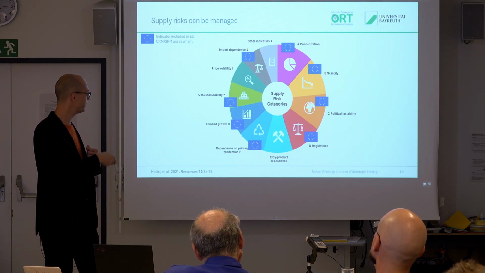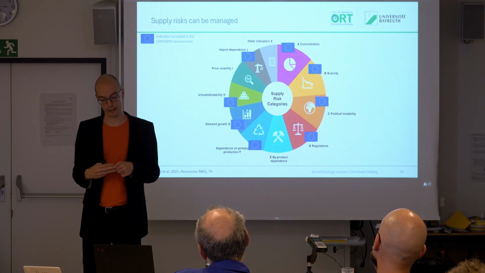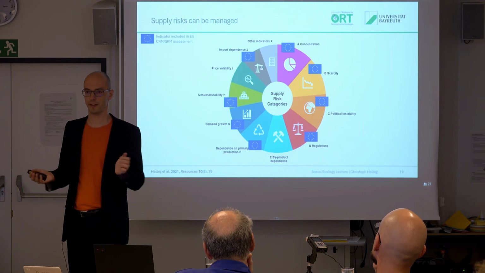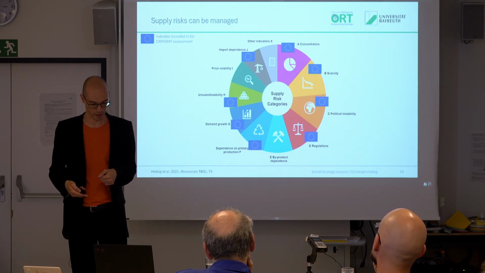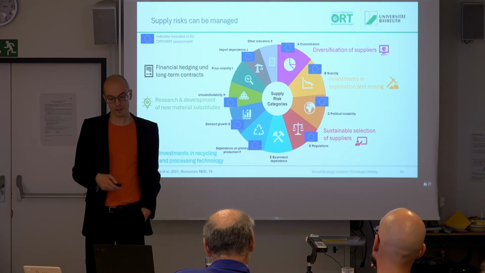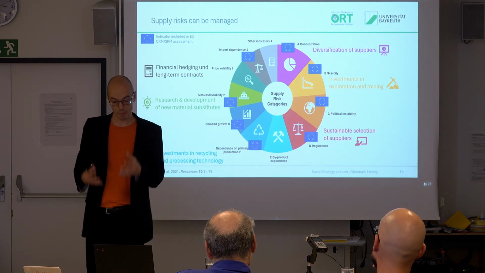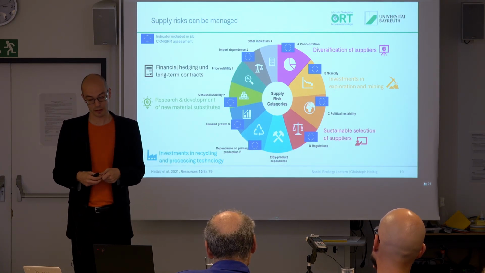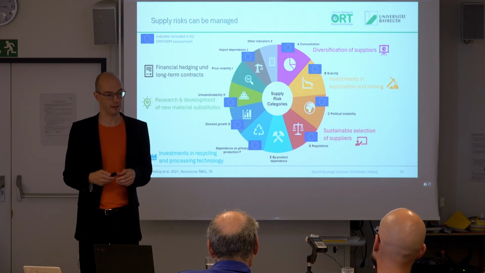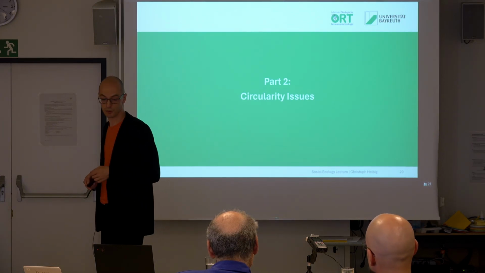The only two aspects that the European Commission doesn't look at are price volatility and byproduct dependence, because byproduct dependence would be quite geological, and there's not a lot of mining happening in Europe anyways, except for a few metals. So these can be measured and managed, and specifically for the dependence on primary production, we can invest into recycling and we can invest into processing technology, and that's the largest part. So let's talk about those circularity issues.